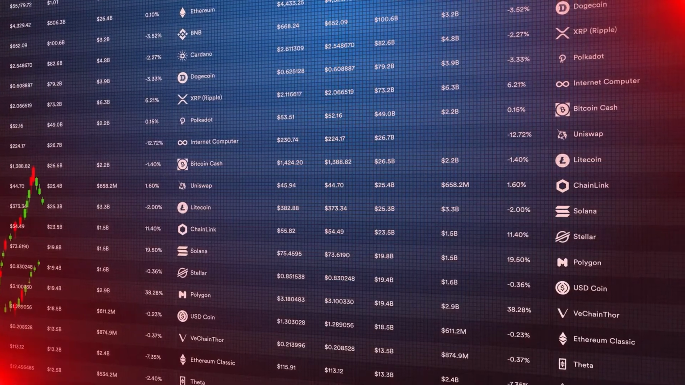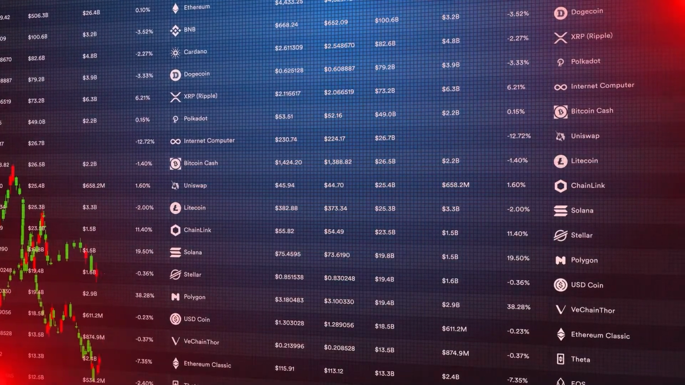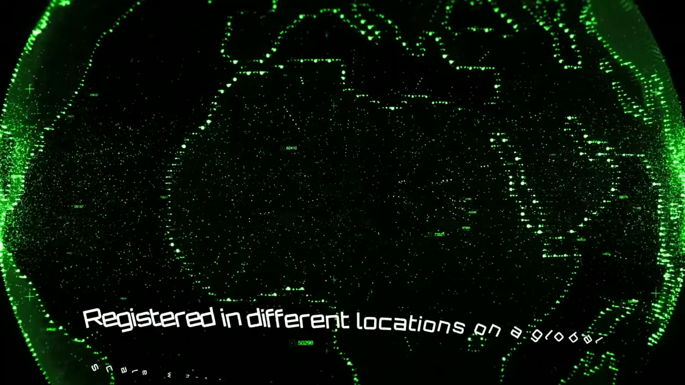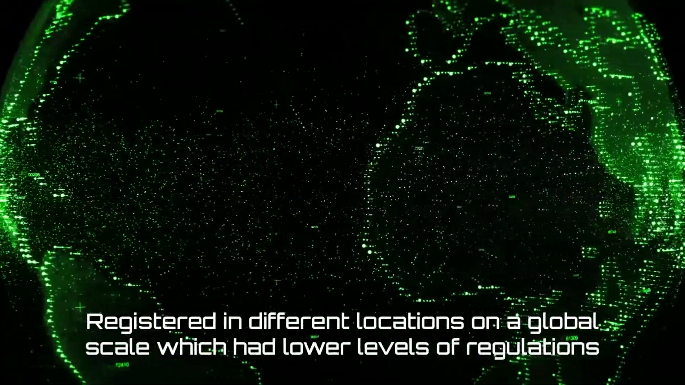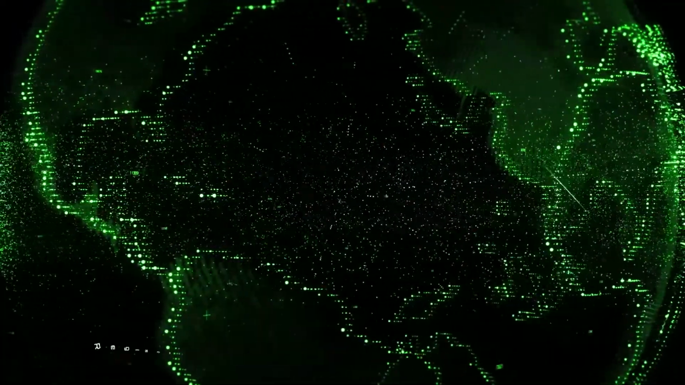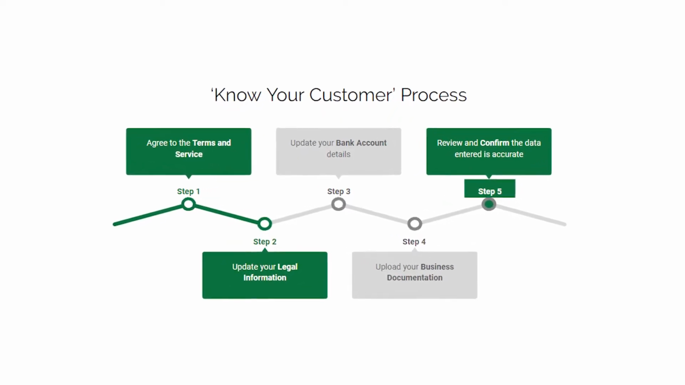This can include cryptocurrency wallets as well as centralized exchanges. In the beginning, many centralized exchanges were actually, ironically, decentralized due to the fact that they were registered in different locations on a global scale, which had lower levels of regulation. But this isn't the case today, as they needed to register and make customers complete a KYC procedure.